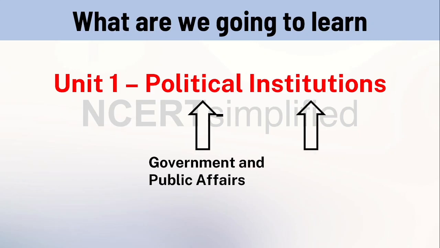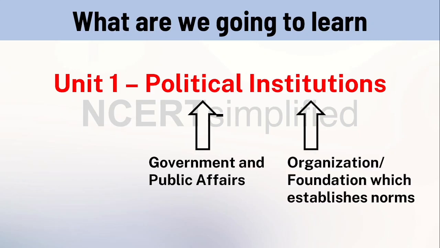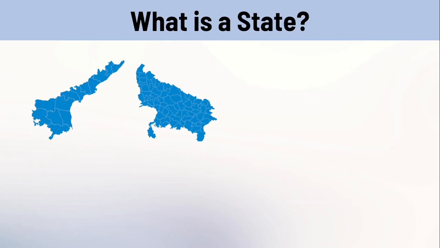Institutions. This is an important keyword. An institution is any organization or foundation which establishes norms or establishes rules. And these norms may be political norms, social norms, etc. An example of a political institution is a state or the government, which is actually a part of the state, the organs of the government. So in this chapter, the first chapter of this unit, we're going to learn about the concept of a state, which is a political institution.